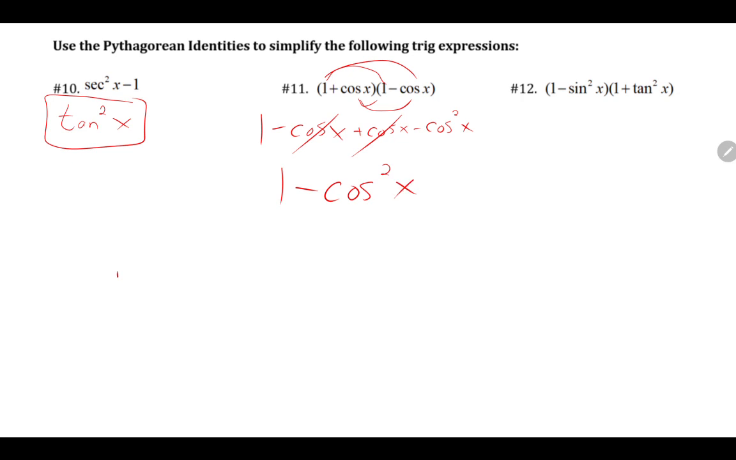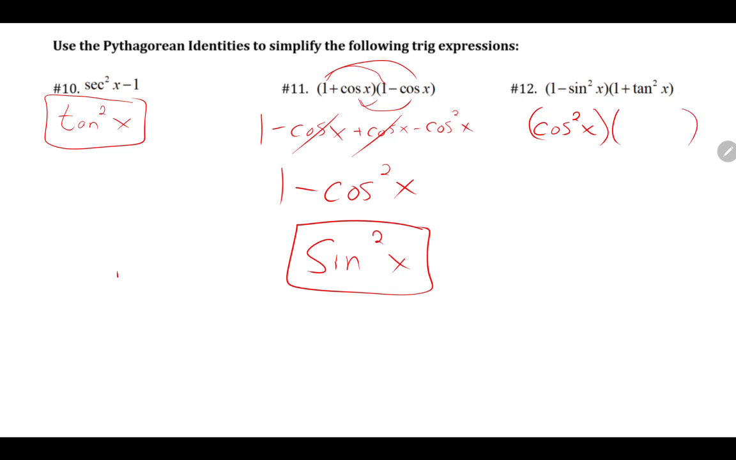And again, Pythagorean identity I can use makes that sine squared of x. All right, so definitely simpler there. Continuing one more. All right, now I have number 12, 1 minus sine squared of x. That I can rewrite, I know right away, as cosine squared of x. And then I see a 1 plus tangent squared of x. So I've got to think which Pythagorean identity I can use to rewrite it as secant squared of x.